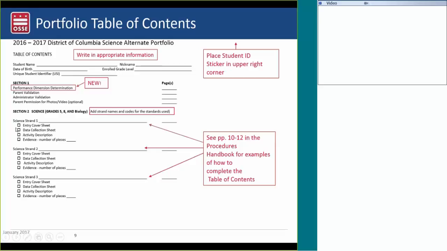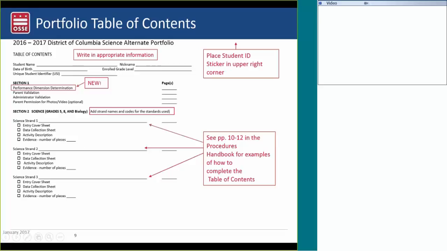These little boxes that are here are for your use and your convenience so that you can check those off once they are included in the portfolio contents. These are required forms. Entry cover sheet must be included, data collection sheet, activity description, and the evidence, and the number of pieces of evidence that you have included in this entry, matter and reactions. You will have the number 6 or 7 or 8, because you can have 6 to 8 pieces of evidence here.